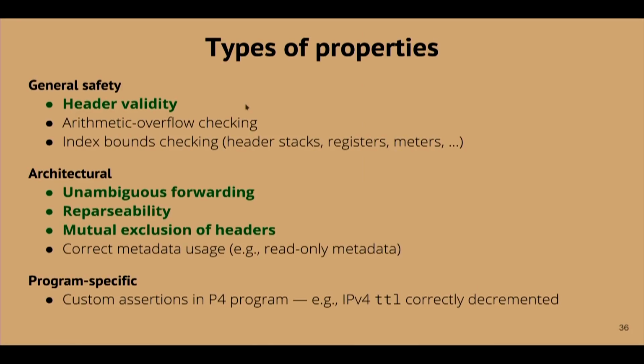There are many other properties that we might care about. We can classify them into 3 categories. There are general safety properties, such as header validity. There are architectural properties, such as reparsability and mutual exclusion of headers. There are also program-specific properties, which you can write as custom assertions in the P4 program. For example, you might assert that the IPv4 TTL is correctly decremented on every packet.